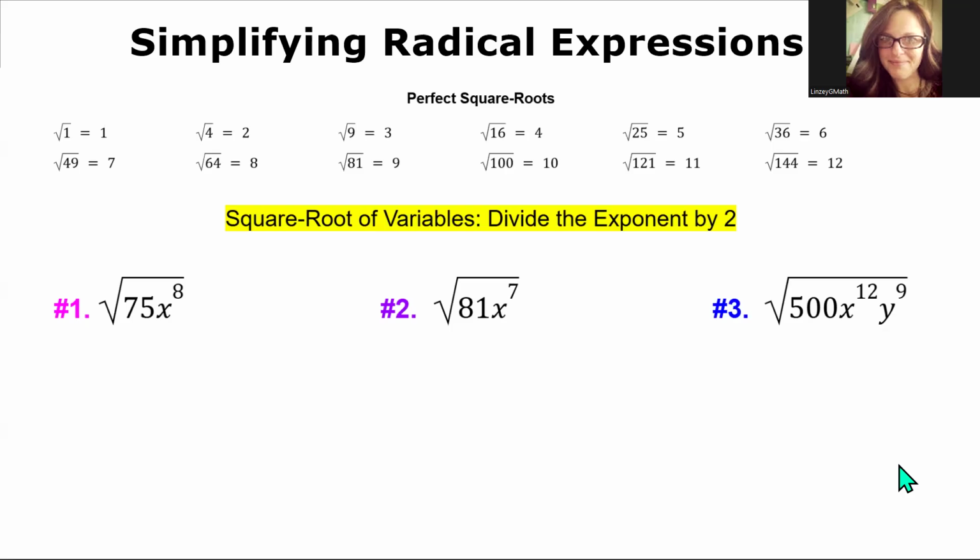Welcome to our session on simplifying radical expressions. We're going to try these three problems. You could pause the video now and try them before we work through them. All right, here we go.